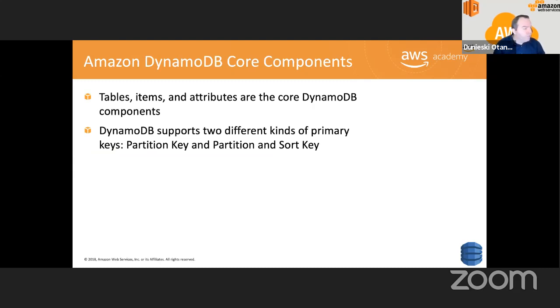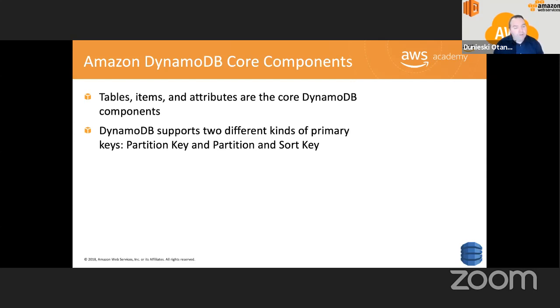A table is composed of items and attributes, and they are the core DynamoDB components: tables, items, and attributes. It doesn't have a schema, so you may have one row that has 4 attributes and another row that has 10 attributes. It's super crazy, but you can get to understand it, and it's going to be super effective.